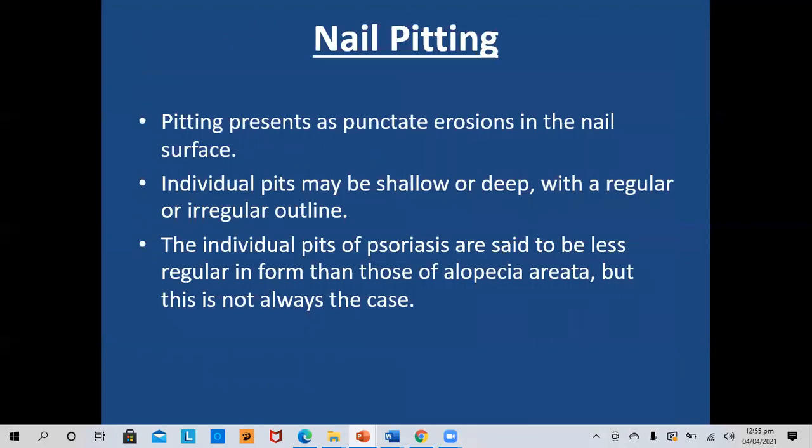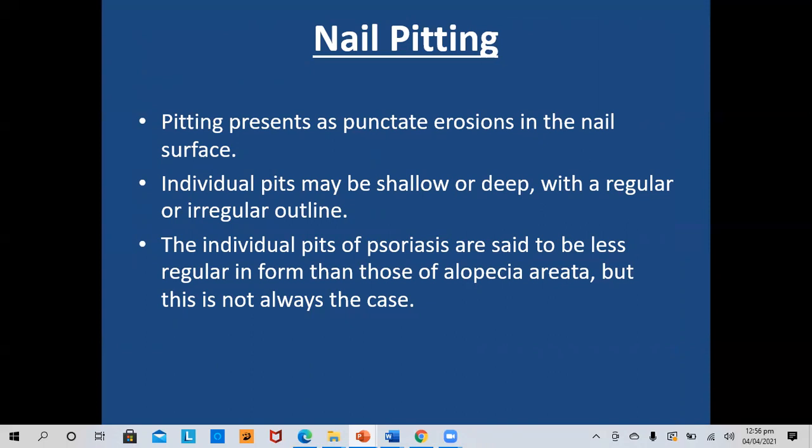Then nail pitting. Pitting presents as punctate erosions in the nail surface. Individual pits may be shallow or deep with regular or irregular outlines. Individual pits of psoriasis are said to be less regular in form than those of alopecia areata. But this is not always the case.